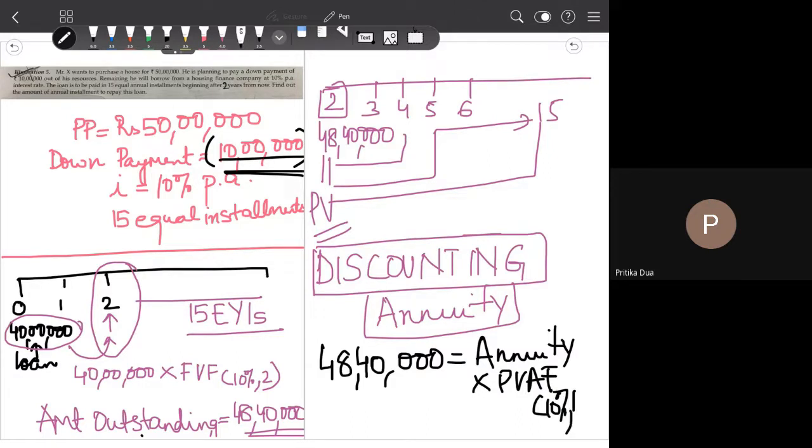10% for 15 years. Yes, so you will get your answer. Solve this equation. Very good. So the annuity is coming to 6,36,333. This would be the exact value. If you are using table value, there might be a variation of 5, 7, 10 rupees plus minus, but this is the amount of yearly installment that needs to be paid on this loan.